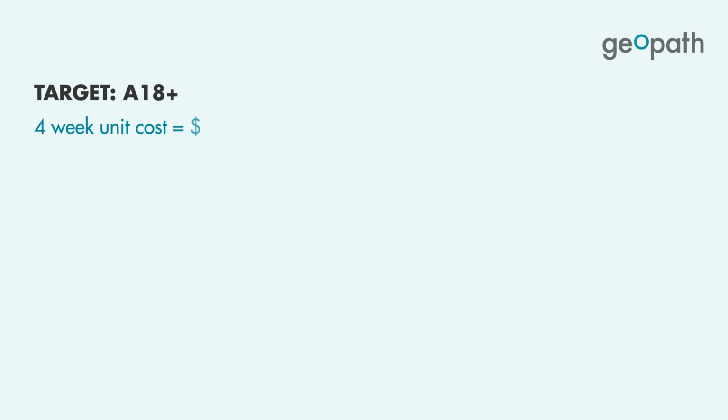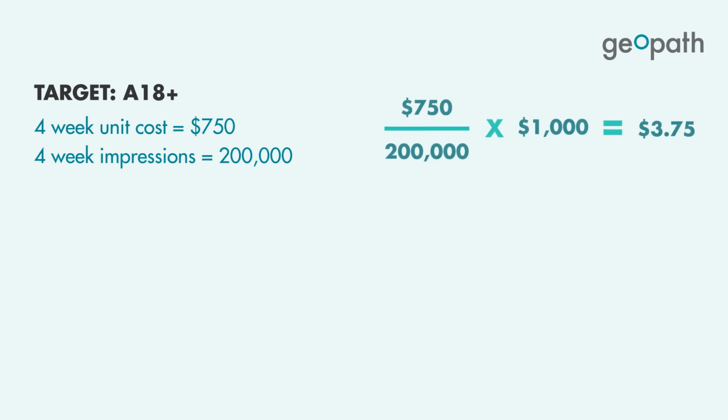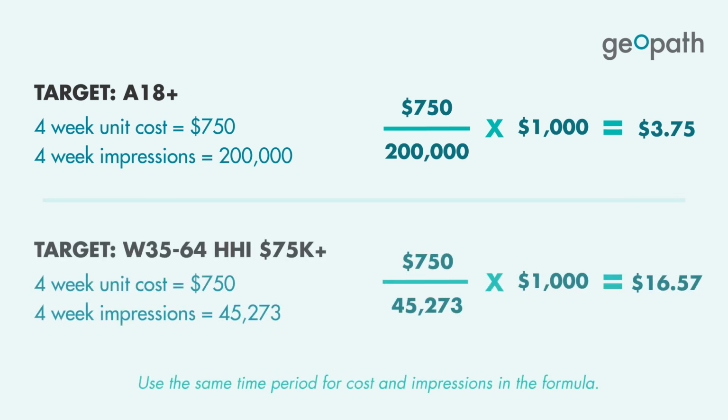If we have a unit with a $750 unit cost, delivering 200,000 impressions, we can plug in the numbers to calculate the CPM. For every 1,000 adults 18 plus impressions, the unit cost is $3.75. If our audience is women aged 35 to 64 with a household income greater than $75,000, the CPM will change. The unit cost, though, may not.